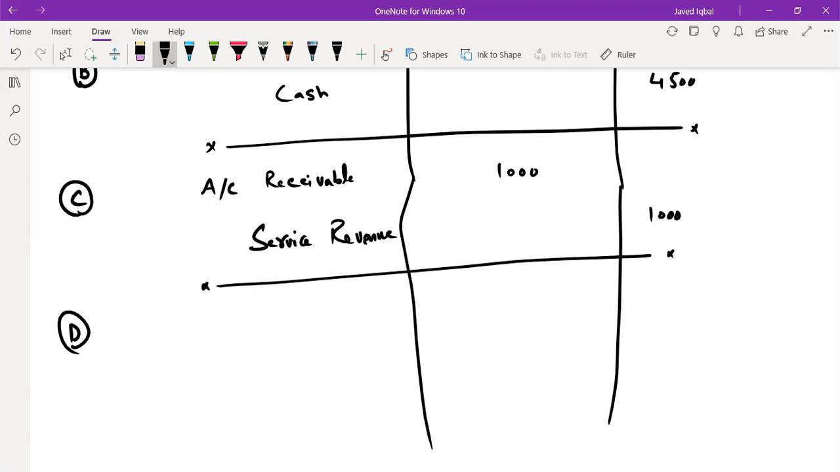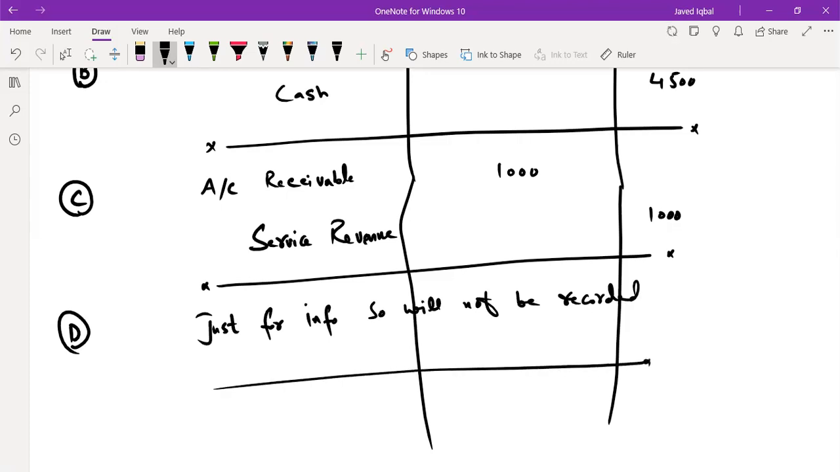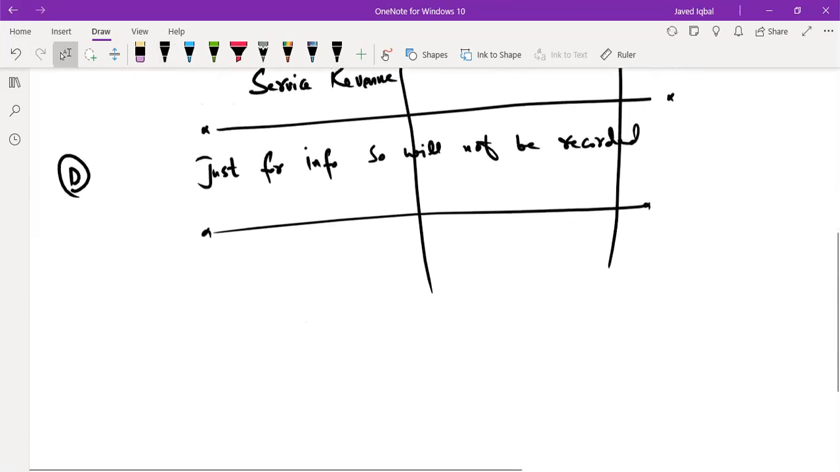Okay, moving forward. Next transaction is an office worker was hired. The worker will be paid 275 per week. So since it is a hiring transaction, it is just for information. So you will not record it. This is about transactions. Moving on to transaction E.